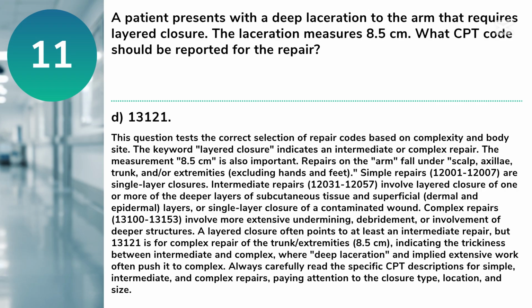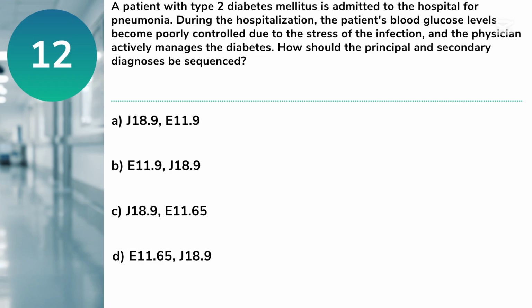A layered closure often points to at least an intermediate repair, but 13121 is for complex repair of the trunk/extremities, 8.5 centimeters, indicating the trickiness between intermediate and complex, where deep laceration and implied extensive work often push it to complex. Always carefully read the specific CPT descriptions for simple, intermediate, and complex repairs, paying attention to the closure type, location, and size. Question 12.